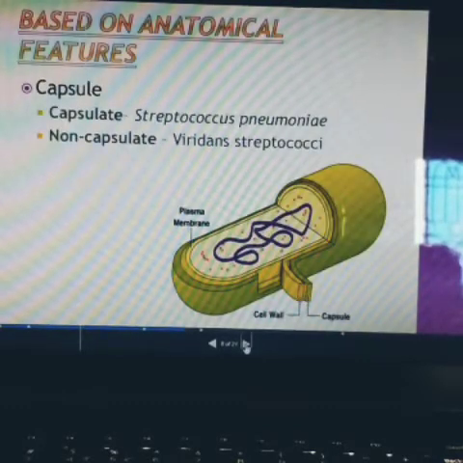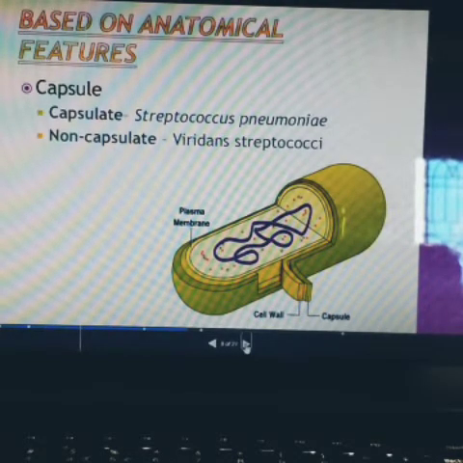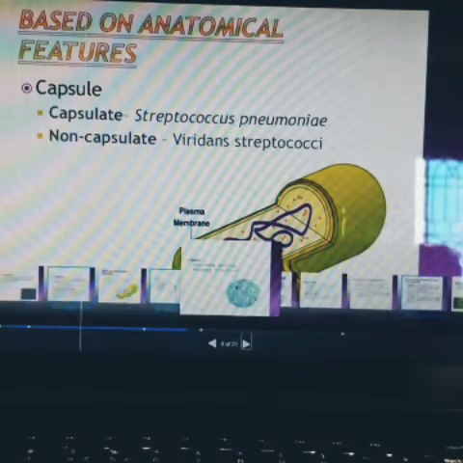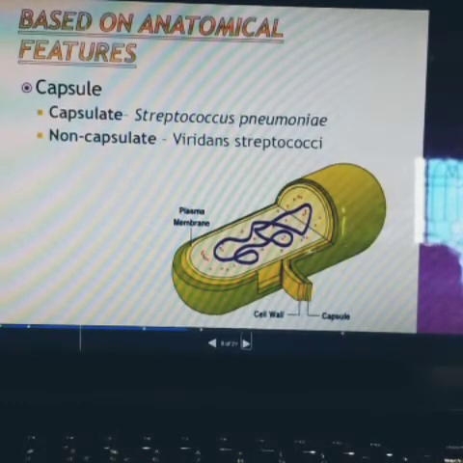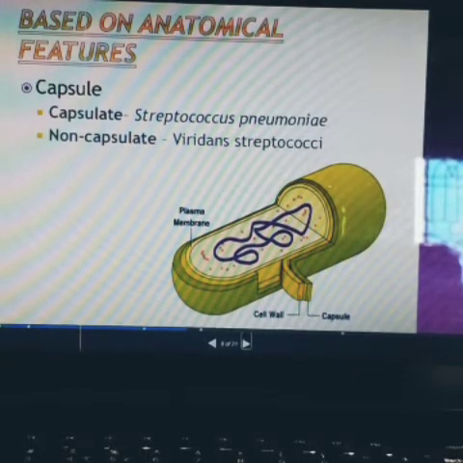And the next classification is based on the anatomical structure or anatomical features of the bacteria. So my dear students, we are observing this anatomical structure of the bacteria. Based on the anatomical structure, you know there are capsulated and non-capsulated bacteria. Here we go, this is a capsule structure. This outer layer is called the capsule.